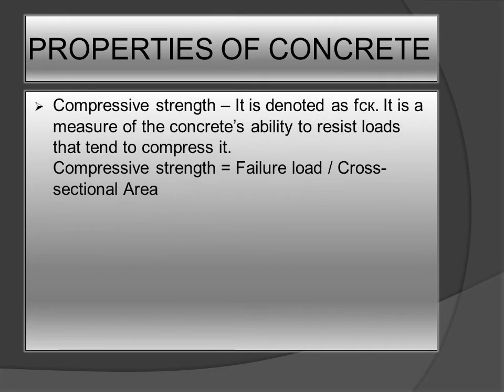The first property is compressive strength. It is denoted as FCK. It is a measure of the concrete's ability to resist loads that tend to compress it. Usually when concrete is ready for construction, the first thing we check is whether it can resist loads or not, or else there will be failure in buildings, which we cannot afford. So the property we have to check in concrete is its compressive strength, and the formula is compressive strength equals failure load divided by the cross-sectional area.